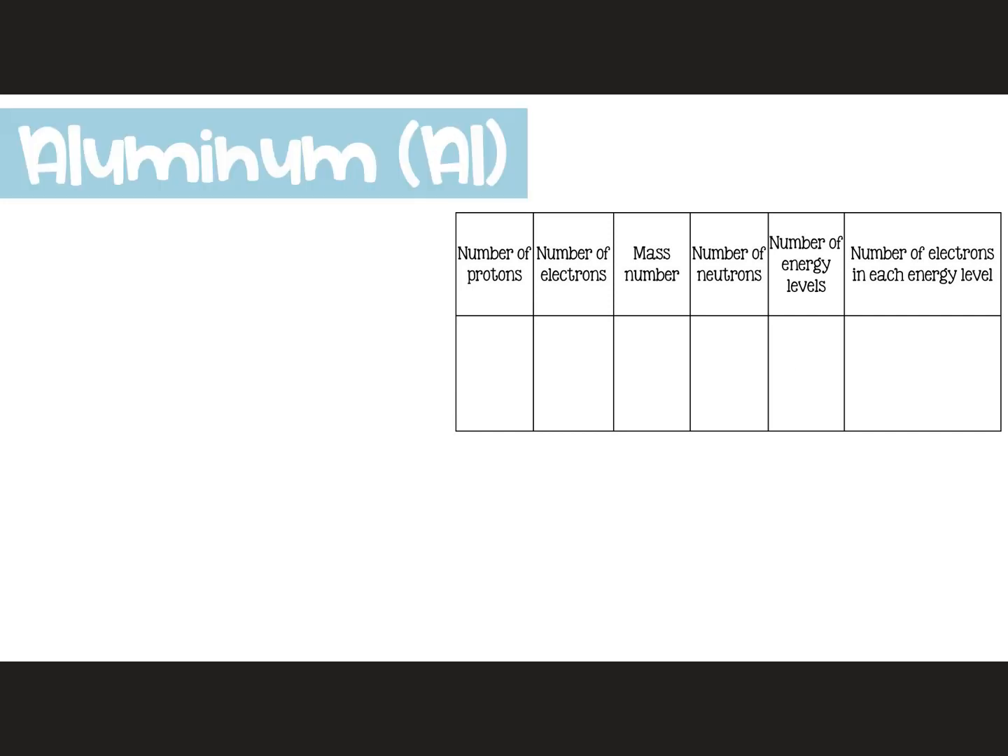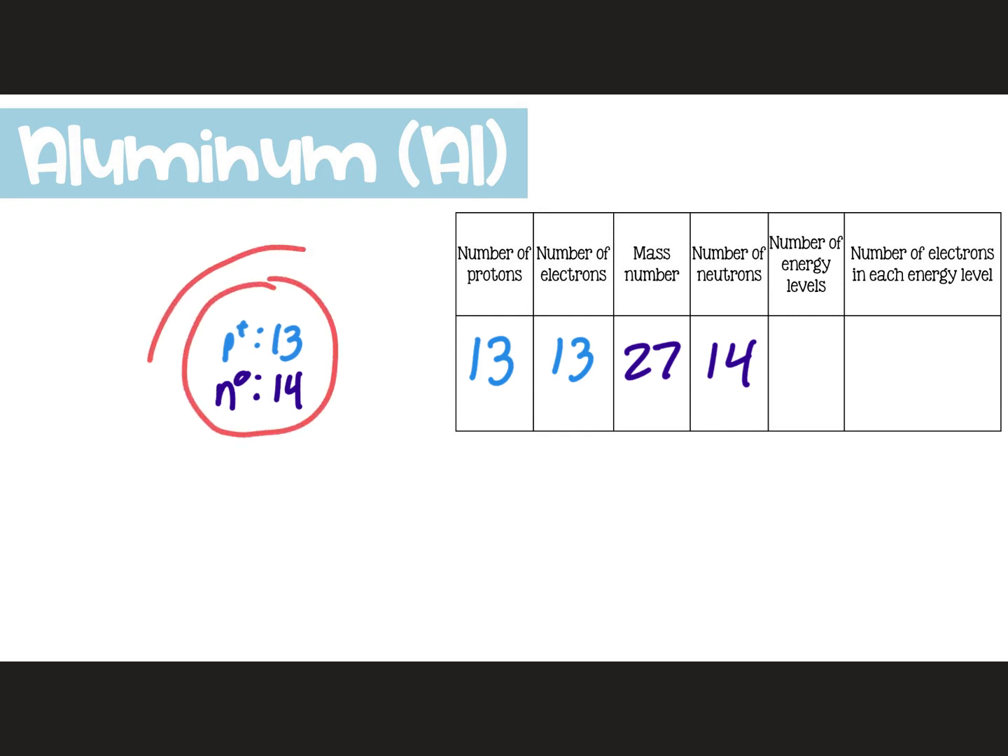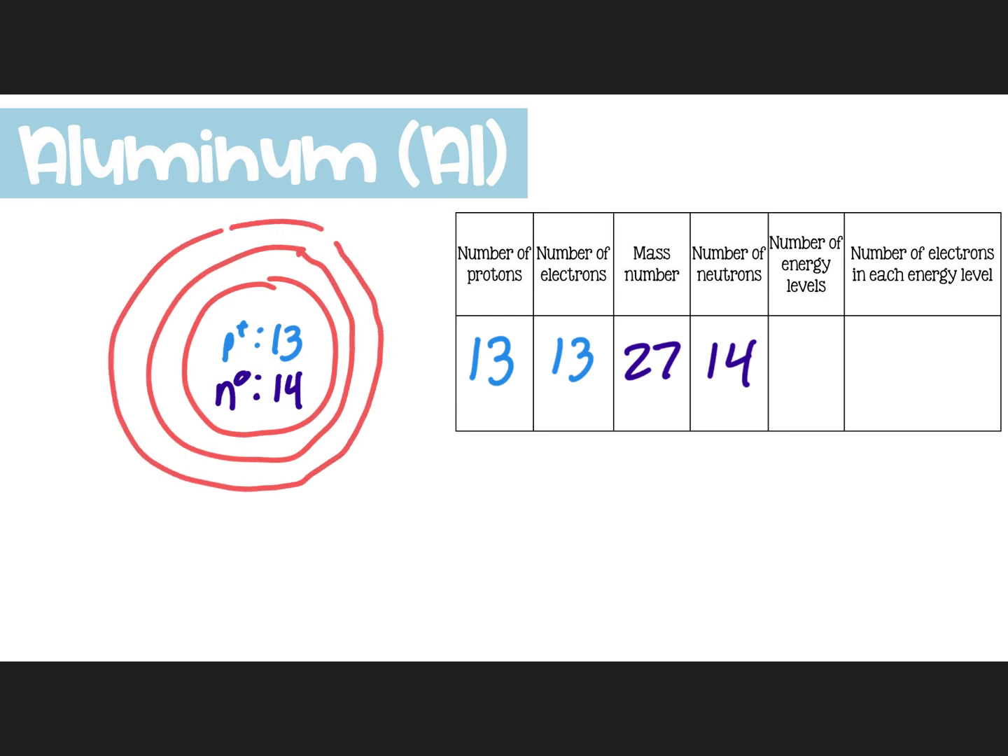Now let's have a look at aluminum. Aluminum has an atomic number of 13, meaning there are 13 protons and 13 electrons. Let's add that to our nucleus. Next, we'll round the atomic mass to get a mass number of 27, and 27 minus 13 gives us 14 neutrons. We'll add those to our nucleus, and then we'll start drawing our energy levels, or shells.